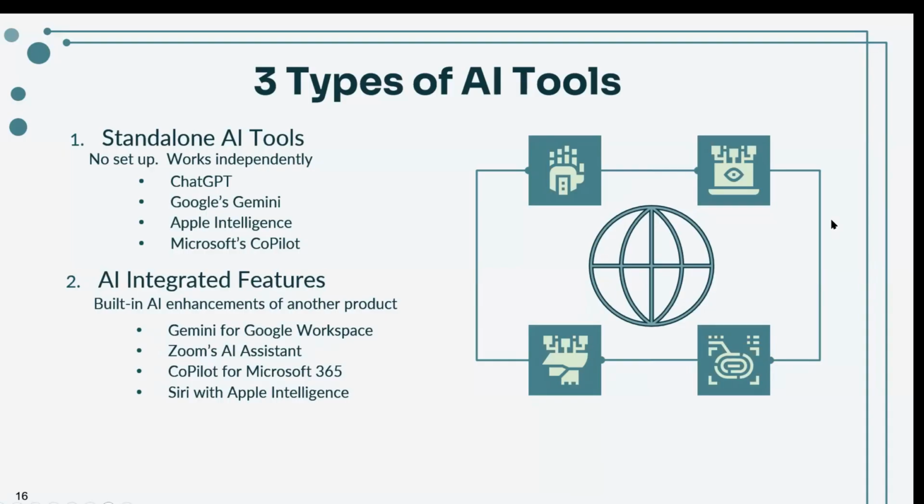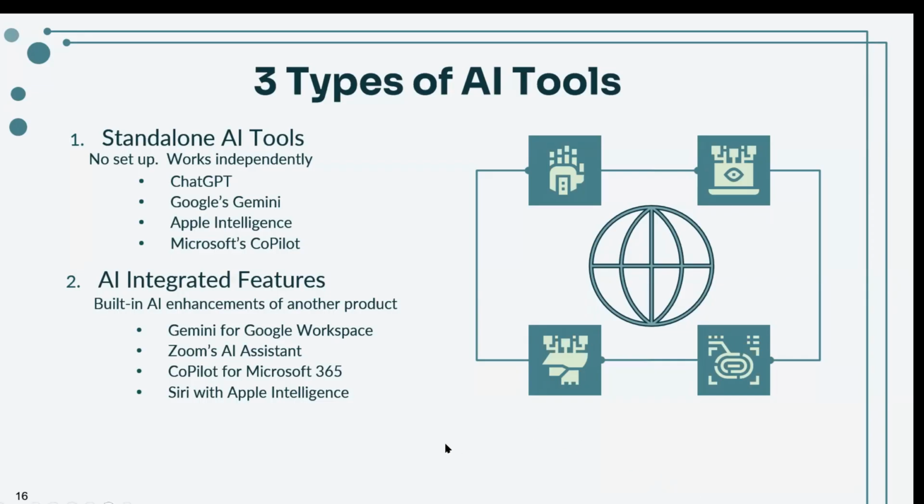And then you've got AI integrated features, built-in AI enhancements into other products. For example, Gemini integrated into Google Workspace. Zoom on this call actually has an AI assistant. If you look at the bottom of your bar, there is a little star that says AI assistant, and you can turn it on and it will record everything that I'm saying and give you a transcription, and it will summarize the meeting at the end of it. So Zoom has AI built into the Zoom work interface.